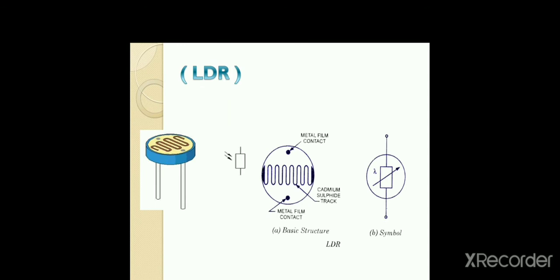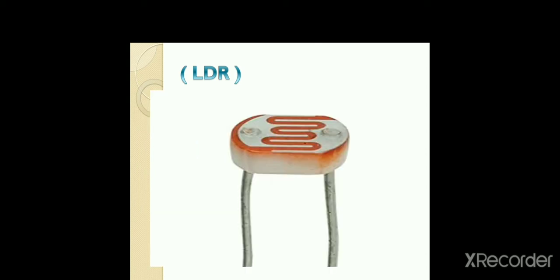You can see these pictures. The first picture is an LDR sensor. The second picture is the basic structure of an LDR, in which resistive tracks and two metal film contacts are shown. Metal film contacts are nothing but the outside terminals used for connections in the circuit, and the symbol is already seen. A clearer LDR sensor can be seen here.